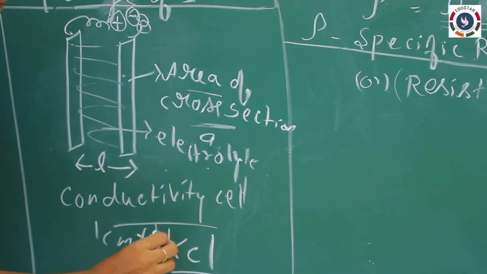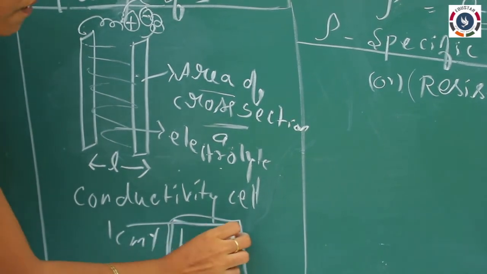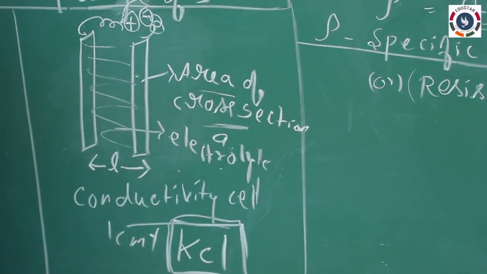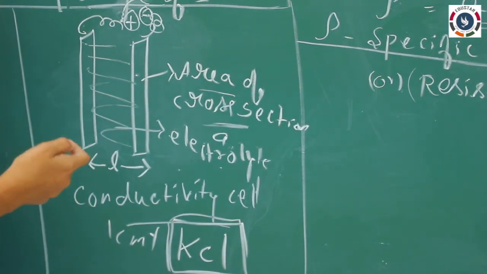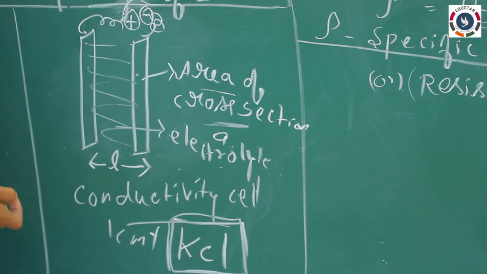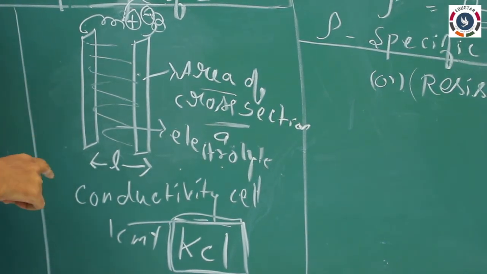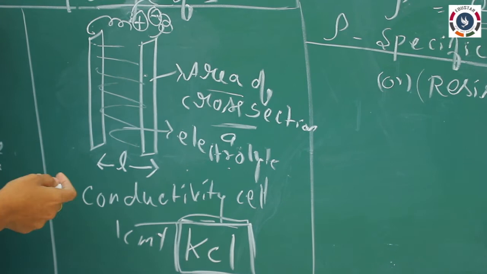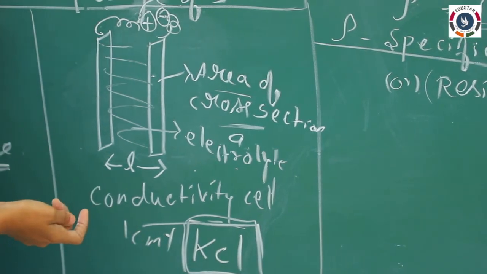because we know the conductance of this particular electrolyte, having a value for the known conductance, we can measure the conductance of an unknown electrolyte. By using the conductivity cell we can measure the conductance of some other unknown electrolytes.